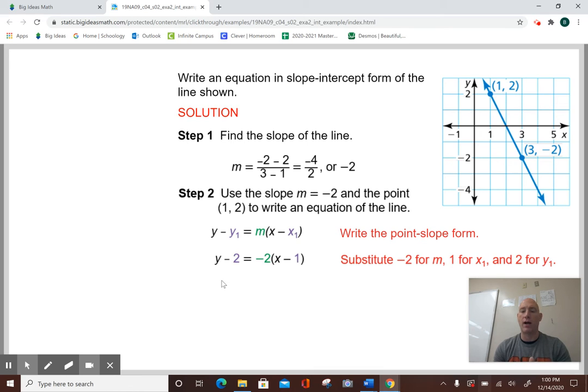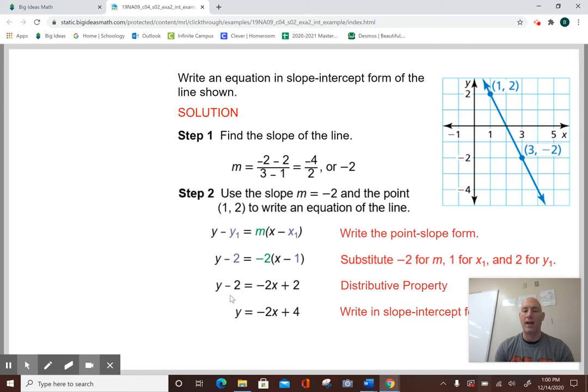Now we need to solve for y. So we would look for any double negatives. We don't have any. So now we're just looking to distribute and then get the y by itself. So I'm going to distribute this -2 through the parentheses. So we end up with y minus 2 equals -2x, and then -2 times -1 is +2. Okay. After we distribute, now we're just going to get y by itself by adding 2 to both sides. So when you add 2 to both sides, this would cancel out. 2 plus 2 is 4. So we're at y equals -2x plus 4.